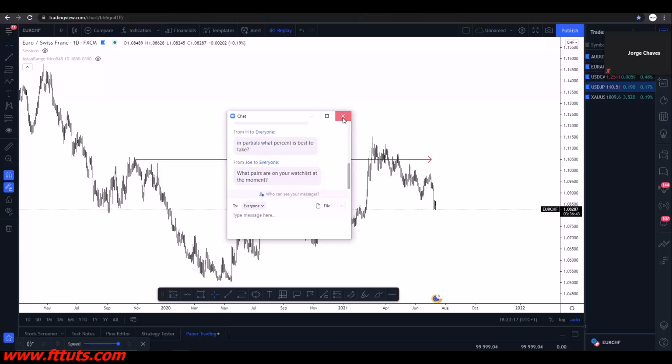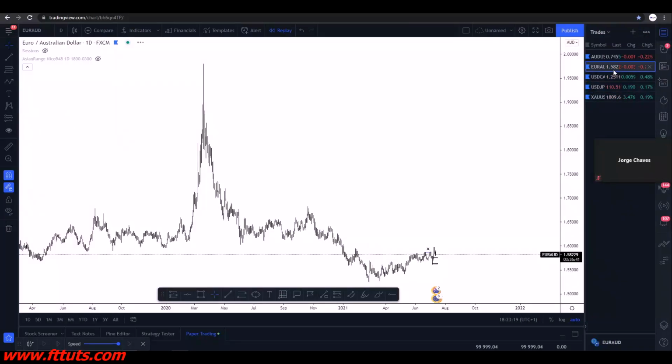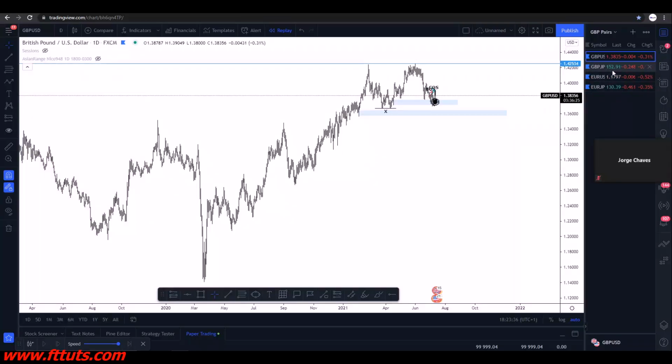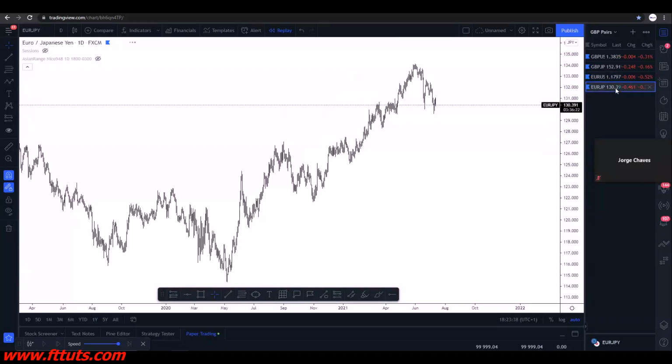What pairs are on your watch list at the moment? Okay, so I don't trade this one. These are the only pairs I'm watching for my non-minor pairs: AUD USD, USD CAD, USD JPY, and gold. And then for my GBP pairs, I look at GU, GJ, EU, and EJ.